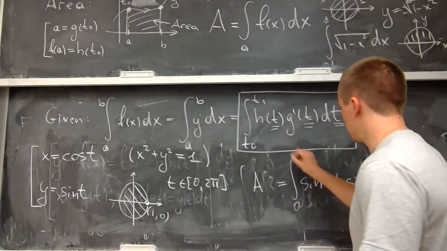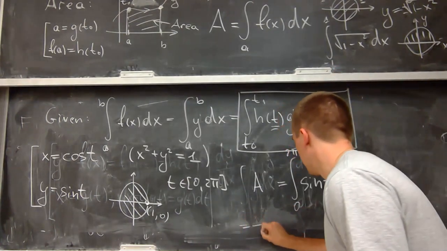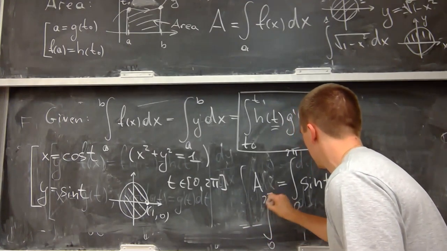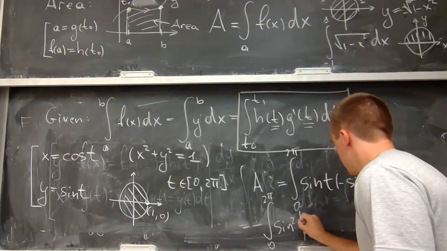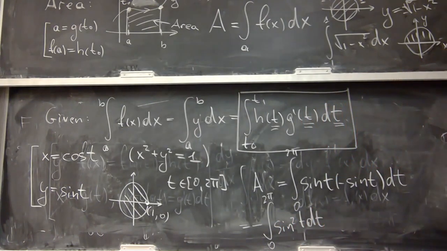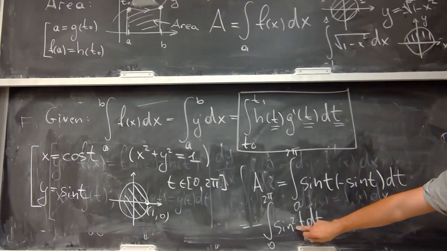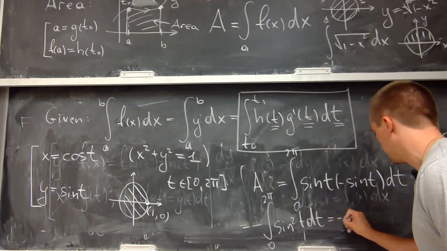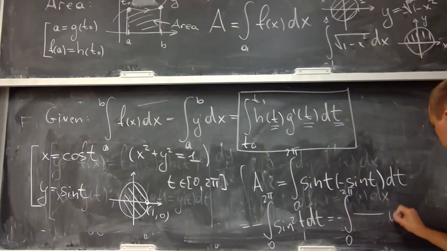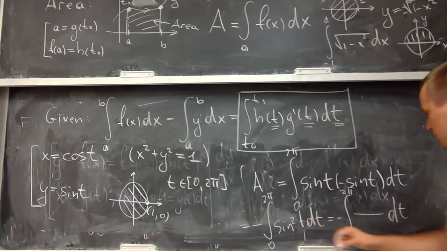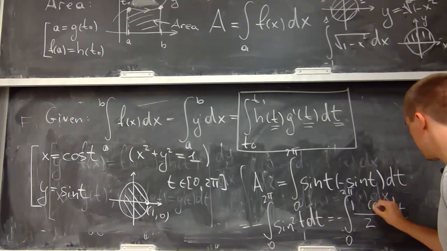And what are my bounds? My bounds are from 0 to 2 pi. So from here, I can conclude that I have the integral, with a minus sign, from 0 to 2 pi of sine squared t. If I want to evaluate this integral, we need to remember the formula for sine squared t. What I don't like in this formula is the square, so I want to get rid of the square, and I'm going to do it by the following approach: sine squared t equals one half times, one minus cosine of 2t.